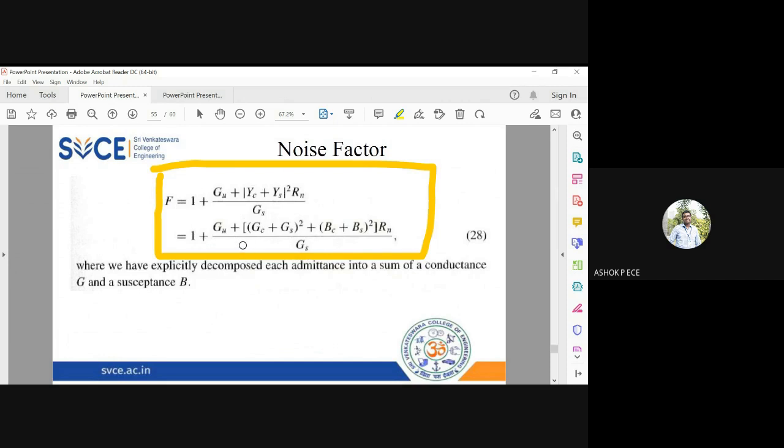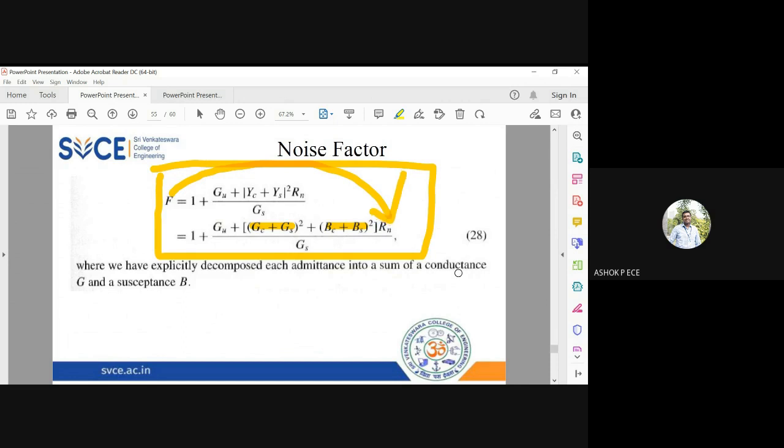So you can see the noise factor is written in terms of conductance, resistance, and susceptance. Yc I can write as Gc plus j into Bc, and Ys is Gs plus j into Bs. If we take the magnitude, add the real terms and square, take the imaginary terms and square, that is how you get Gc plus Gs the whole square plus Bc plus Bs the whole square into Rn by Gs.